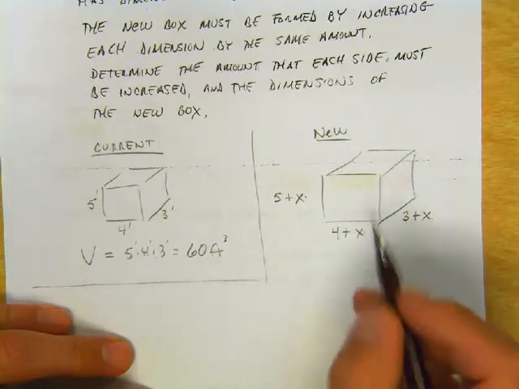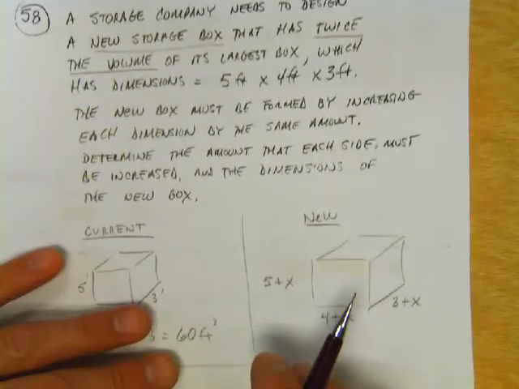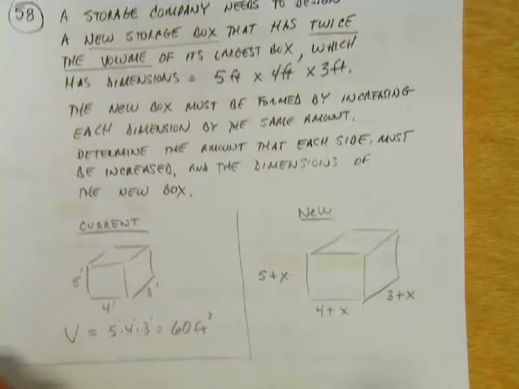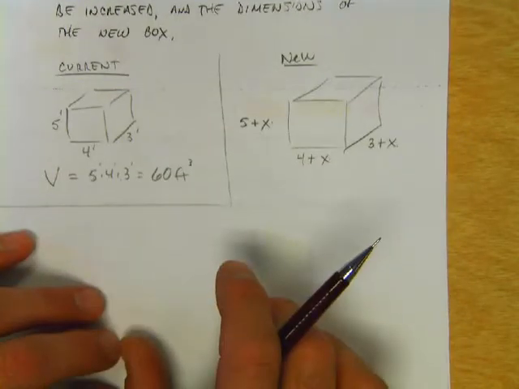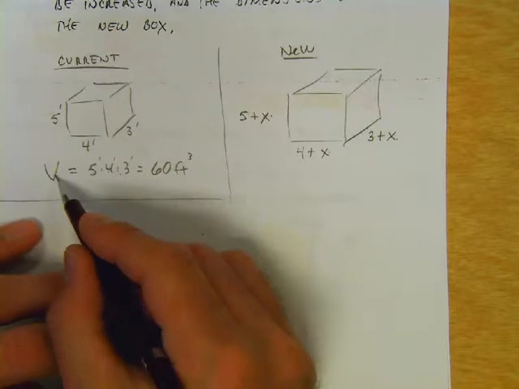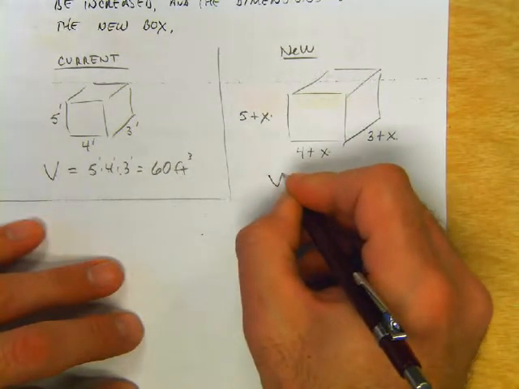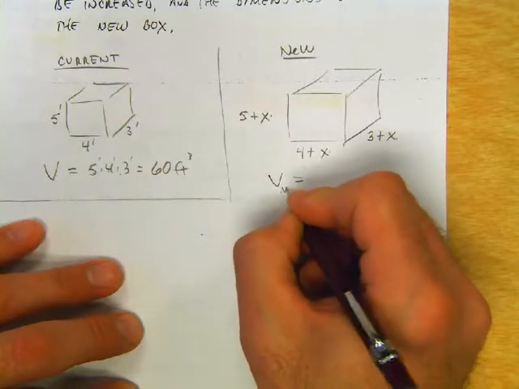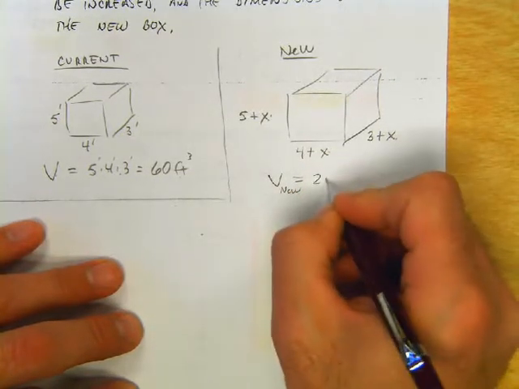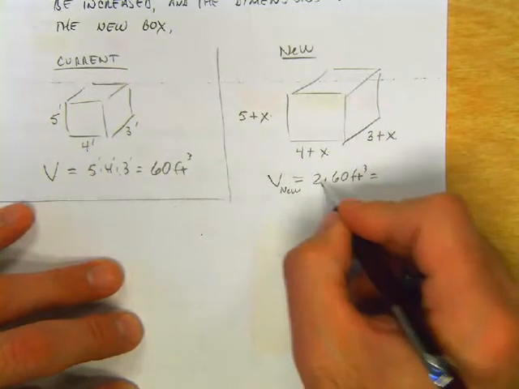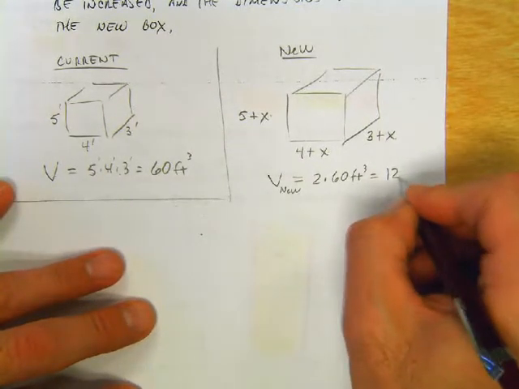Alright, well, up here in the first part it said the volume of the new box must be twice the volume of the current largest box. If the current one is 60 feet cubed, how big must the volume of the new box be? Twice as big. So 2 times 60 is 120 cubic feet.